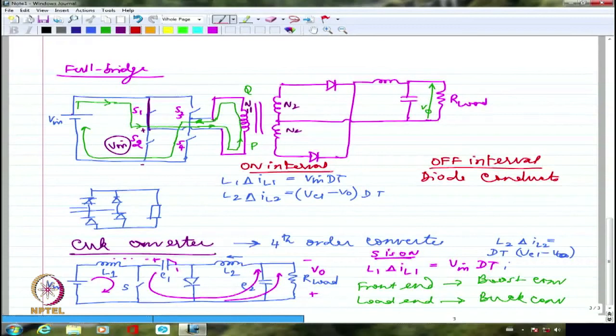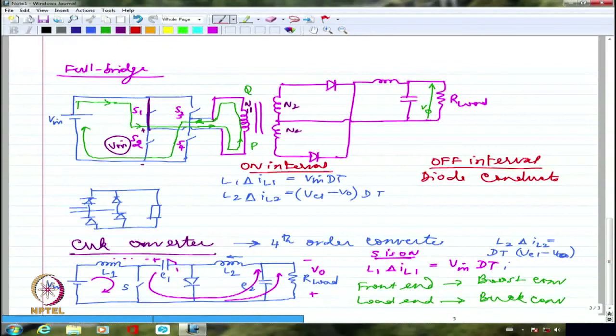So you will see that L2 is essentially circulating the current like this. That's how it is going to be. And as far as L1 is concerned, this is going to be the current path for L1. So this diode essentially provides the path like a diode in the boost converter as well as the freewheeling diode in a buck converter. So it is providing a path for both.